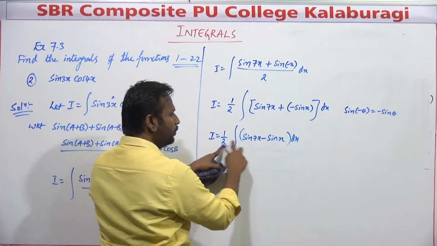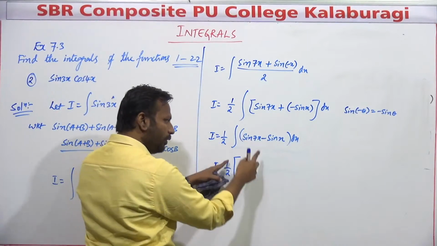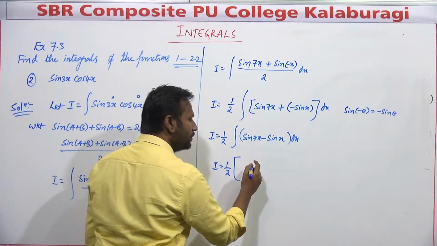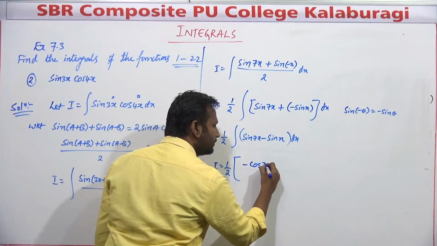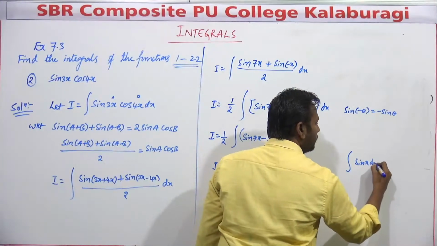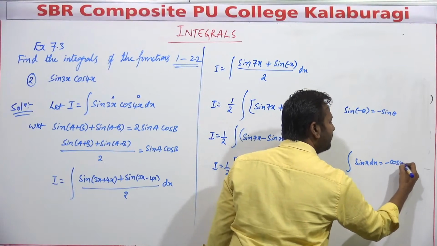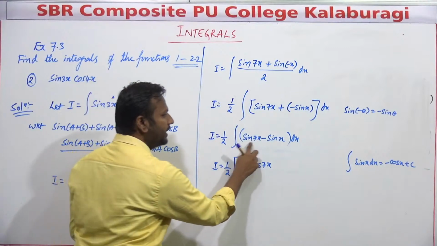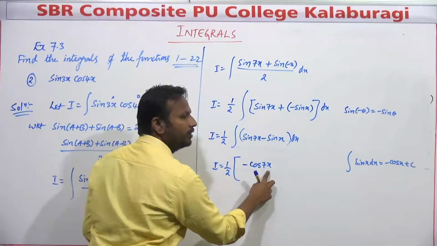Now this 1 by 2, you should multiply both the things. So now we are integrating here. What is sin x integration, students? Minus cos x. Yes or no? Sin x integration is minus cos. Derivative of sin is plus cos, but integration is minus cos. So sin 7x integration is minus cos 7x.